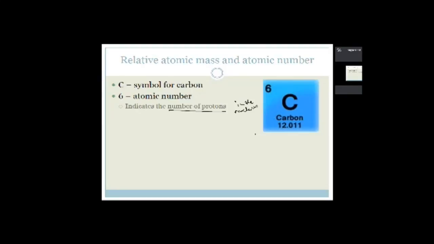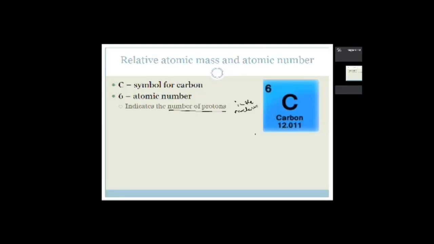Like you might have heard of carbon-14 dating and things like that. It means that it's got 14 nucleons in it instead of 12, or 14 nucleons. But the number of protons tells you what element it is.